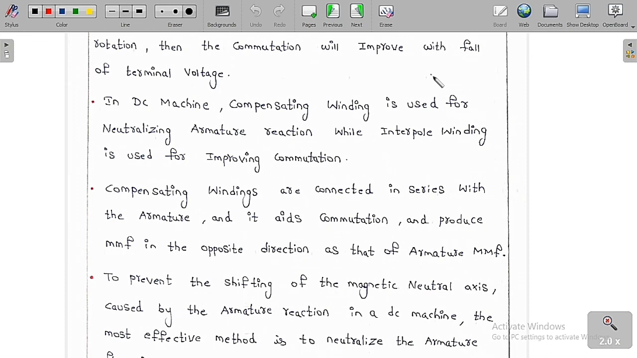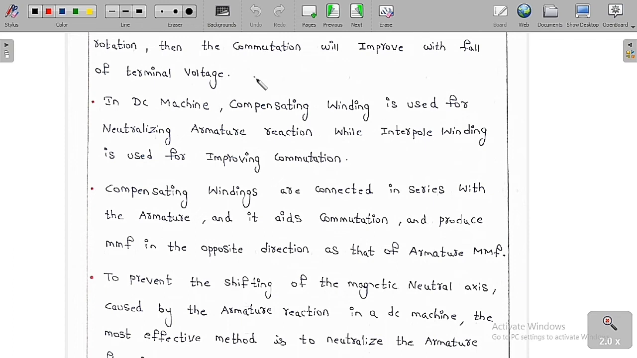So finally, I can say that in a loaded DC generator, if the brushes are given a shift from the interpolar axis in the direction of the rotation, then the commutation will improve, but with a fall of terminal voltage. But if you go for the reverse process, if you shift the brushes opposite to the rotation, then the commutation will degrade, but with a rise in terminal voltage. It is quite opposite here.